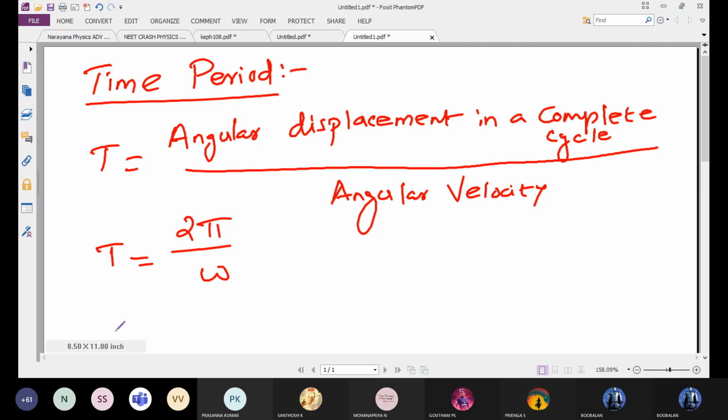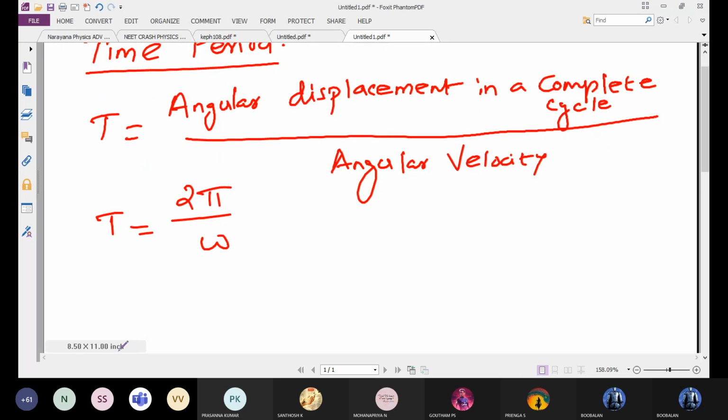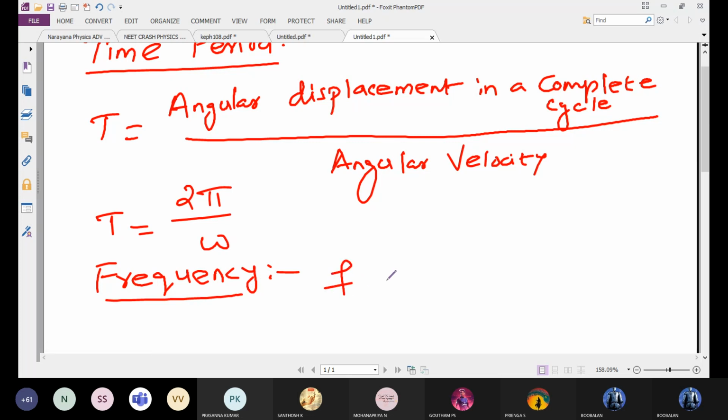Next, frequency, which is the reciprocal of time period. If you denote it F, it is the reciprocal of time period, so you will get omega divided by 2 pi.